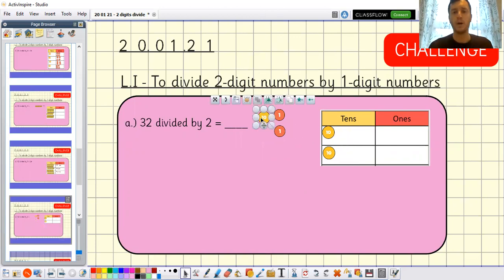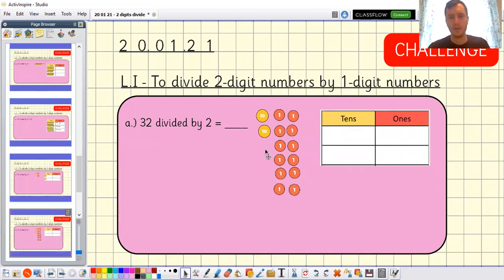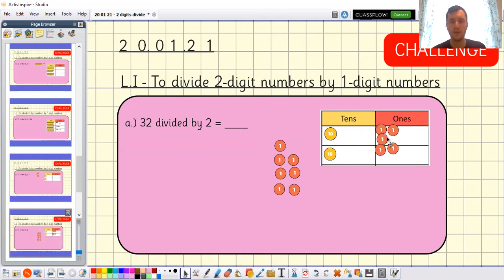I regroup that 10 into 10 extra ones. I have 2 ones at the moment, so I should have 12 ones when I regroup. So I've taken that 10, I've made 10 extra ones. Again, I can quickly reshare those 10s. And now I have 12 ones to share between 2 groups. Again, some of you might be able to do this one in your head, 12 divided by 2. If not, let's work through it together.